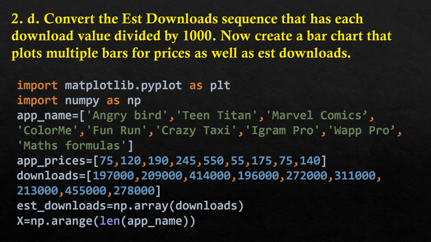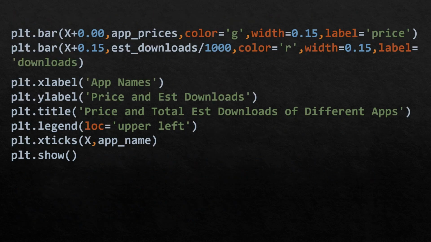Now take the x value from np.arange by passing the length of app names. So how many apps are there? That many values will be there for x. Here I have to plot two bars, the first one showing the prices and the second one showing EST downloads by 1000. So once we use this est_downloads by 1000, whatever values are there in our list downloads, each value will be divided by 1000. So those values will be taken on the y-axis.